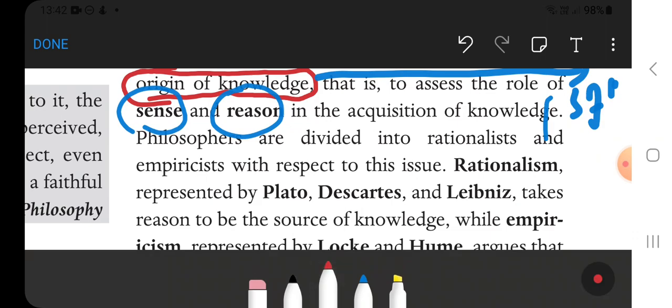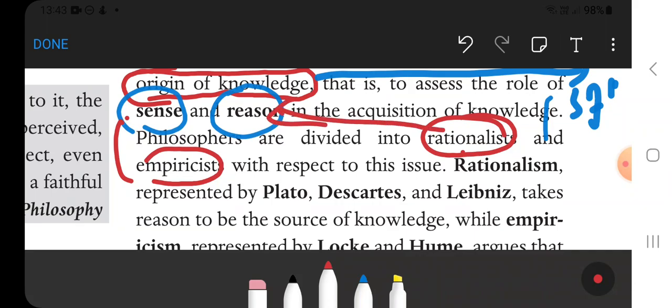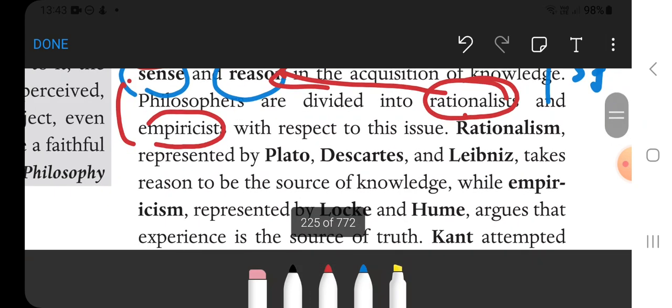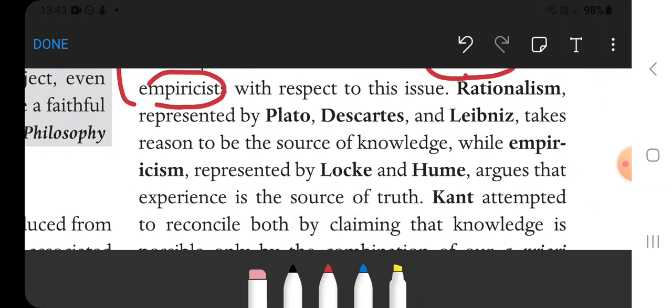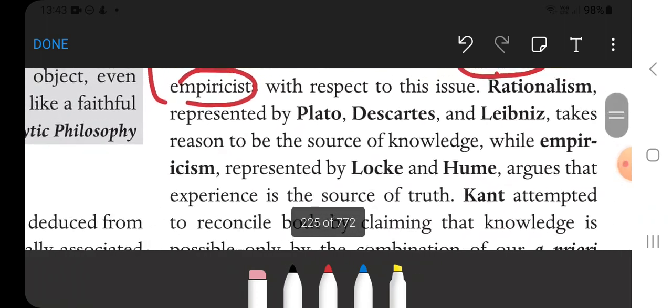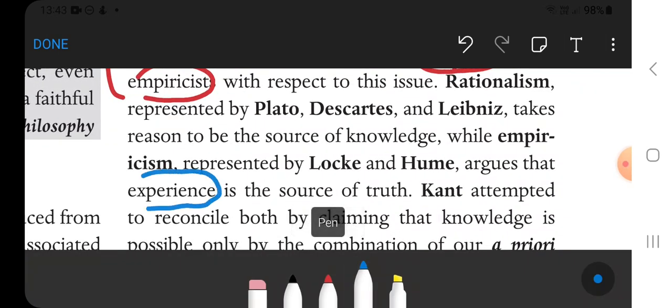So this is to assess the role of sense and reason in the acquisition of knowledge. Philosophers are divided into rationalists and empiricists with respect to this issue. Empiricists hold that knowledge must start with senses, and reason helps, but reason can't do anything without senses giving it the data in the first place. Rationalists, on the other hand, say that reason can work in various ways without senses. So rationalism, represented by Plato, Descartes, and Leibniz, takes reason to be the source of knowledge, while empiricists, represented by Locke and Hume, argue that experience is the source of knowledge. By experience, they mean sense experience.